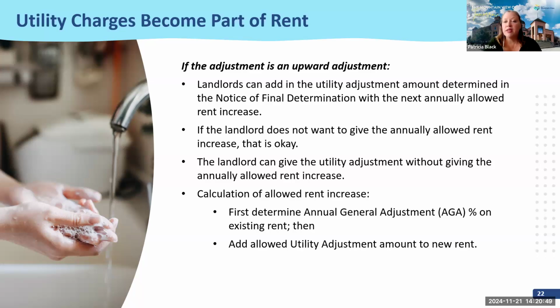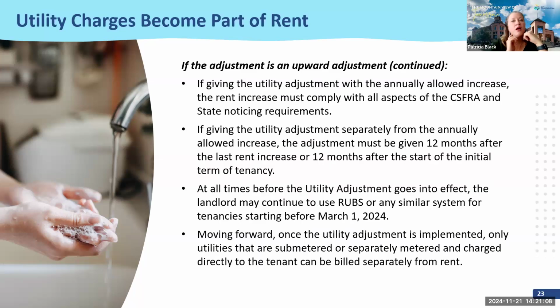And to determine the allowed rent increase, if you are giving the AGA, you're first going to determine what the new increase would be with just the annual general adjustment percentage, which is 2.4% this year, on the existing rent, and then add the utility adjustment amount to that new rent. If the adjustment is an upward adjustment, you would give the utility adjustment with the annually allowed increase, and the rent increase must comply with all aspects of the CSFRA and state noticing requirements.